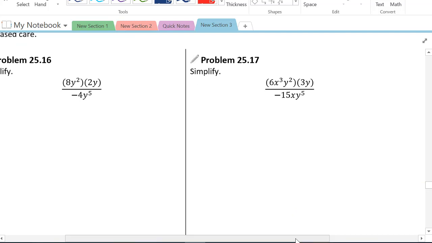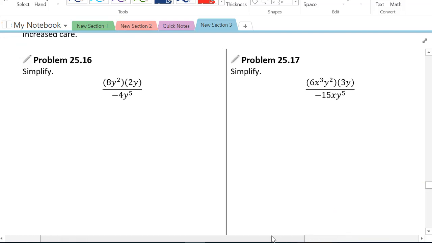All right, let's take a look at these. So to do these, pretty much the same thing, right? You want to first simplify the numerator. So you're going to do 8y squared times 2y squared. So 8 times 2 is 16, and then since we're multiplying, we add the powers, right? So it'll be 16y to the third, divided by negative 4y to the fifth. So now 16 divided by negative 4, that divides evenly. That is actually a negative 4.